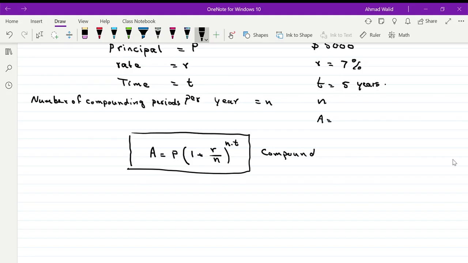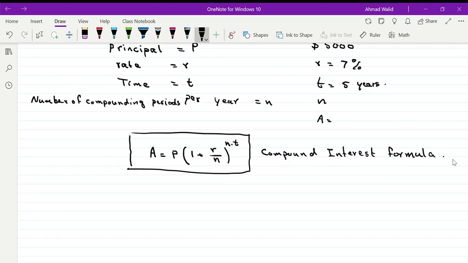Compound interest formula. The proof for this formula is in calculus 2. I don't want to prove it here. I don't want to prove this formula for you in pre-calculus, even not in calculus 1. The proof for this formula, from where we can write A equals P times (1 plus R over N) to the power of NT, is in calculus 2. But here in this book, we just memorize it as a compound interest formula.